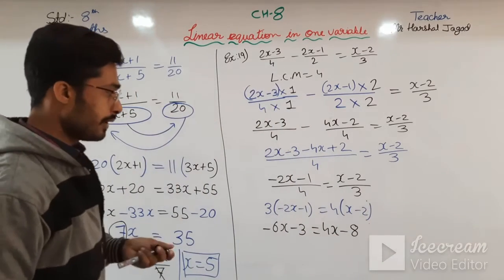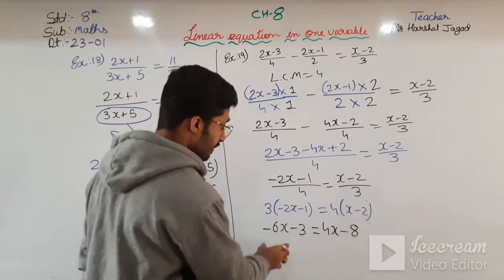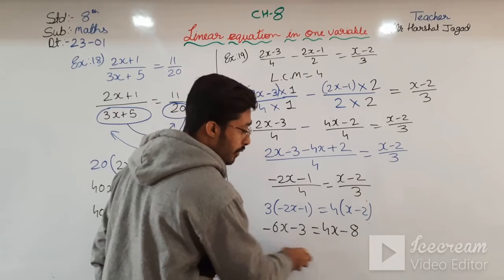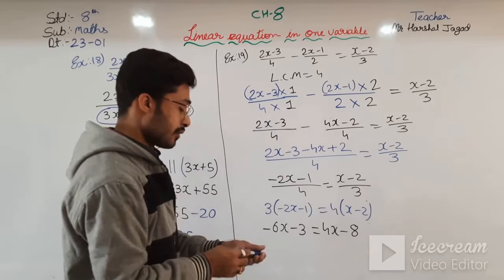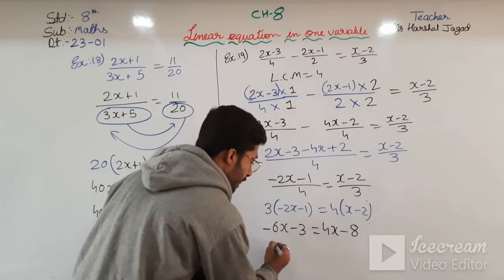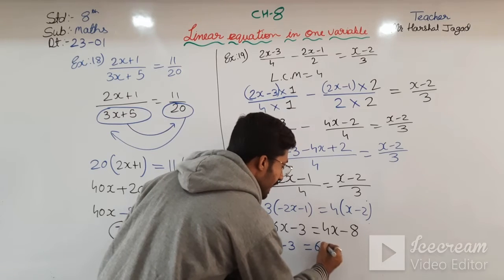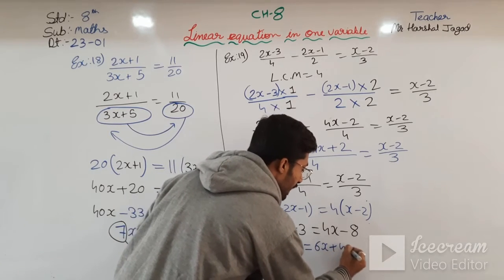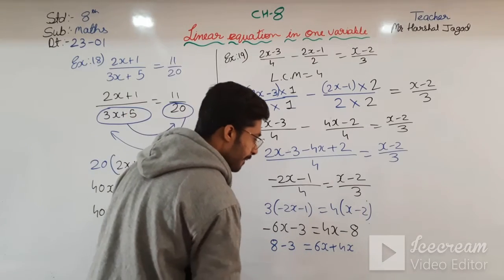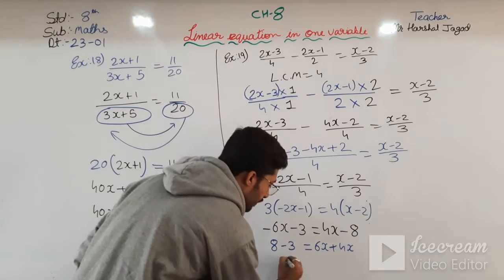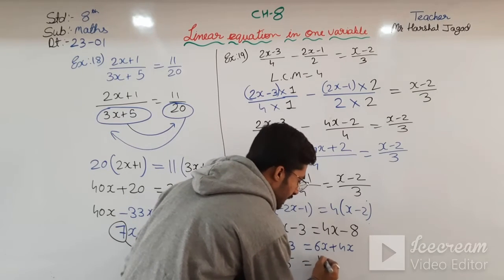Okay, then what we will do over here? We will take this minus 6x over this side and this minus 8 towards this side. So what we will get? That is 8 minus 3 is equal to 6x plus 4x. Okay, we will get this. Then 8 minus 3, that is 5, is equal to what? 6x plus 4x, that is 10x.